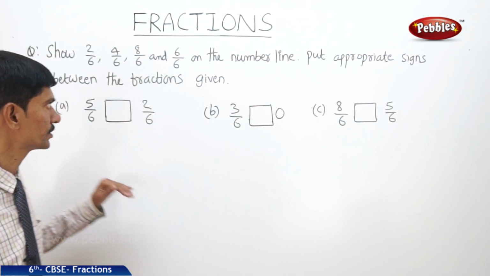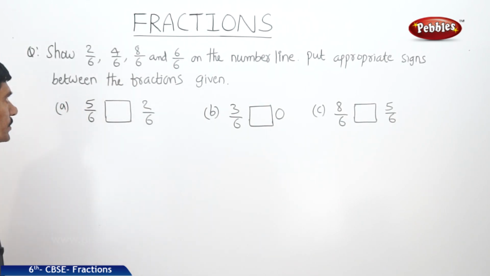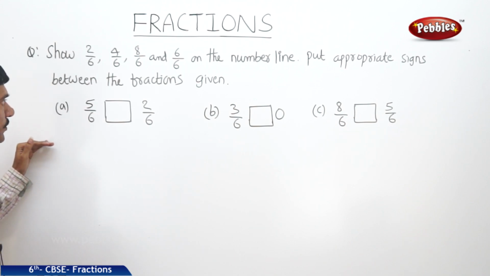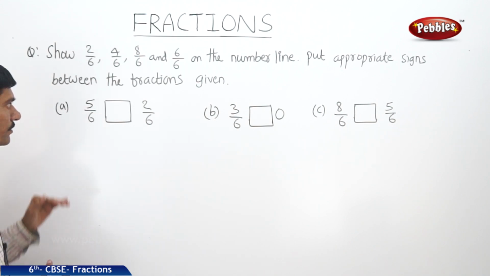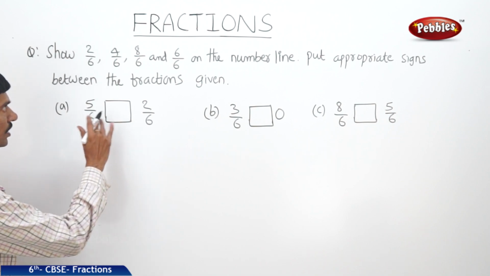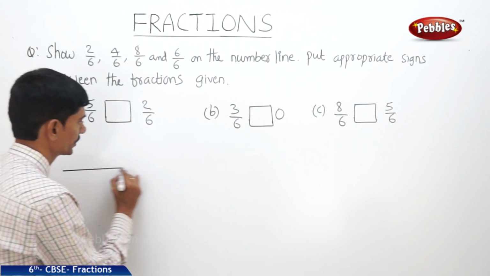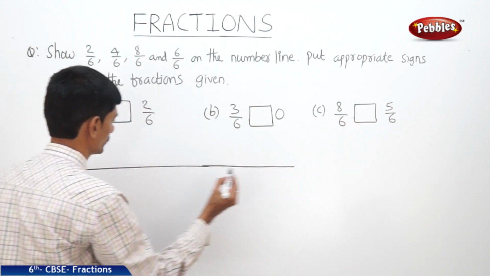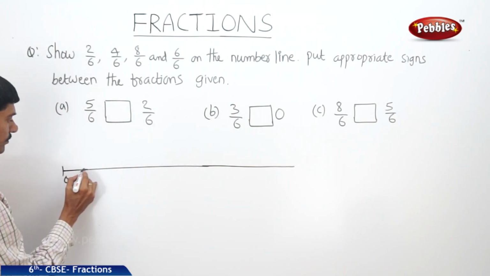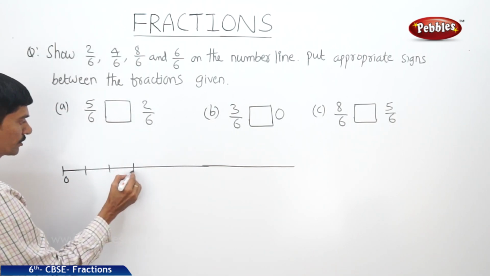Now let us see the next question. Show 2 by 6, 4 by 6, 8 by 6 and 6 by 6 on the number line. Put appropriate signs between the fractions given. First let us represent all these on the number line. On the number line, first we take 0, then we mark equal intervals.